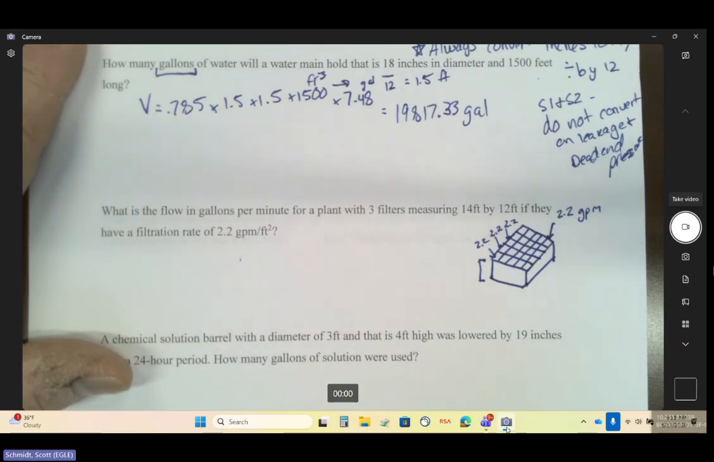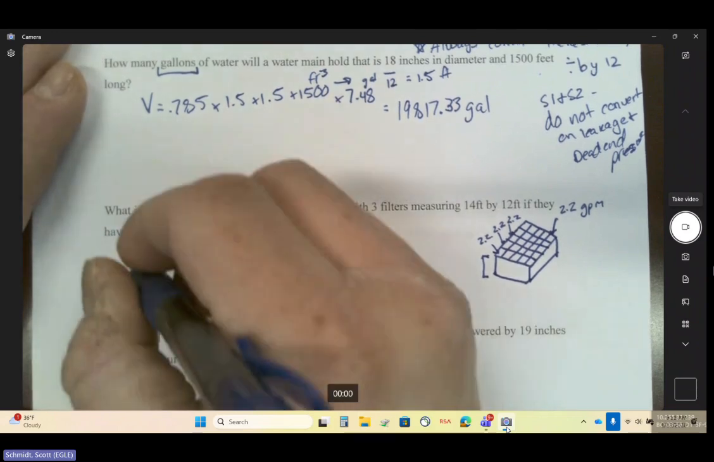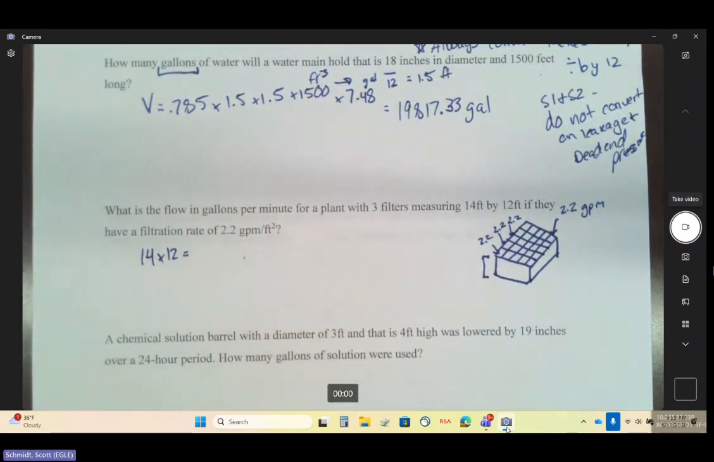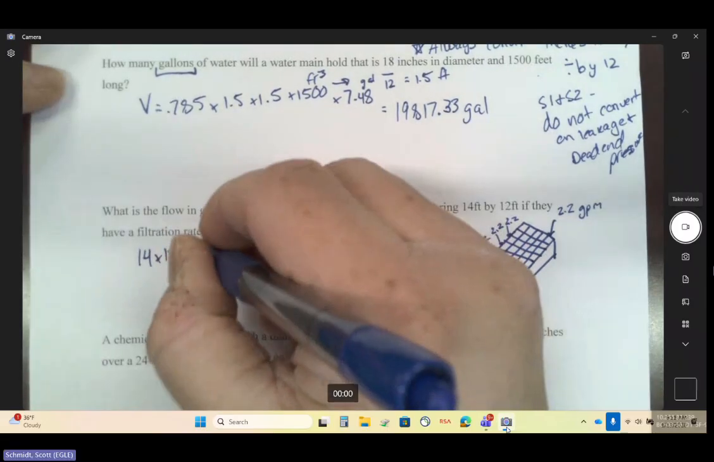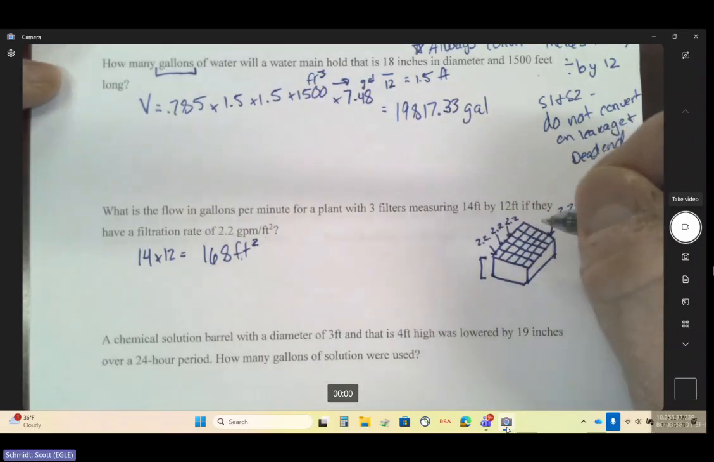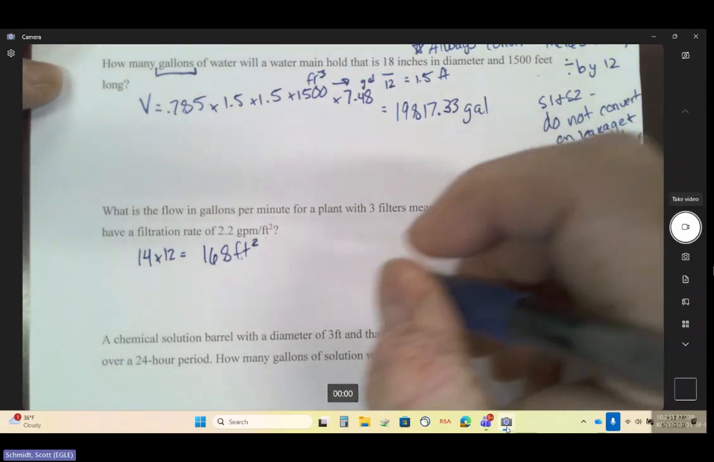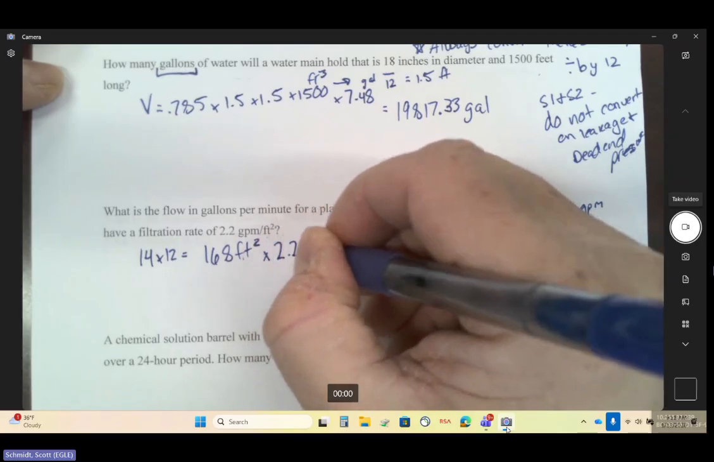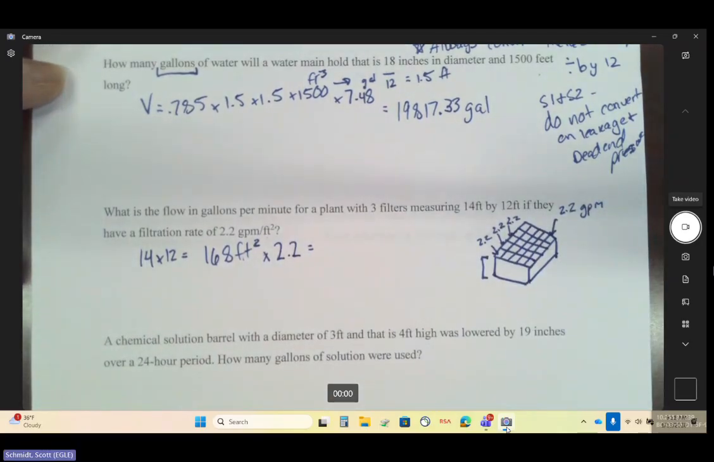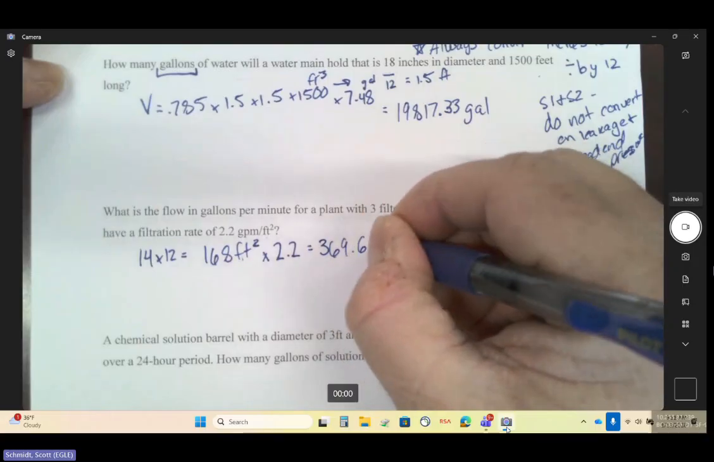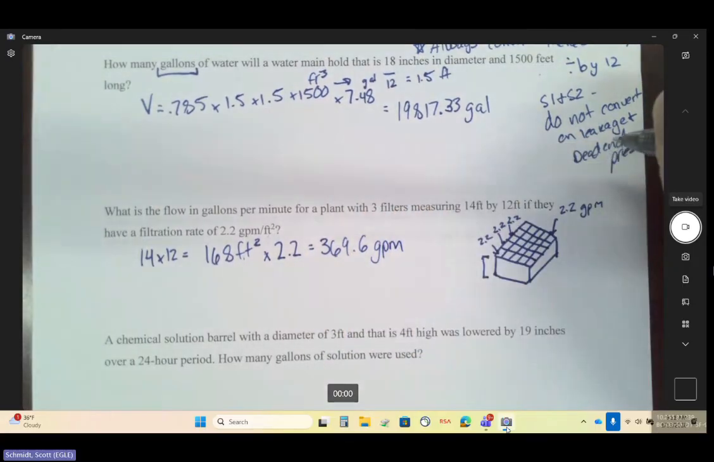So what's the area of this filter is the first thing we need to solve. Well, it's 14 by 12 feet. So that's going to be 168 square feet. Well, 2.2 gallons per minute go through each square foot. So how many gallons per minute does each filter process? All you do is times this by the 2.2 to give me 369.6 gallons per minute. That's for each filter.